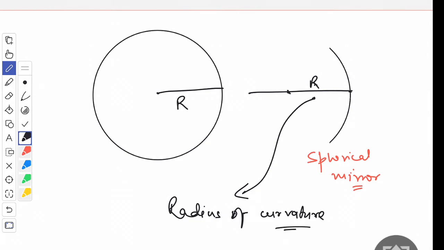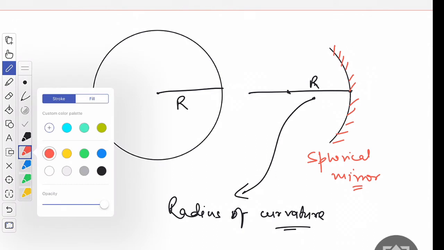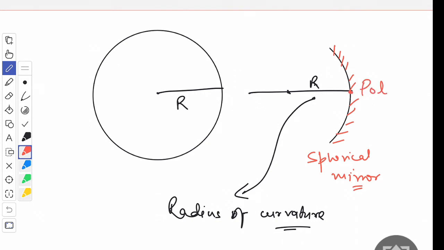This is the basic idea of a spherical mirror. This is the side from which the coating is done, and this is the side from which light will reflect. A very basic idea of a spherical mirror. Let me give you a couple of other terms also. This point at the center, what is it called? It's given a name. We call it a pole. It is just a convention.